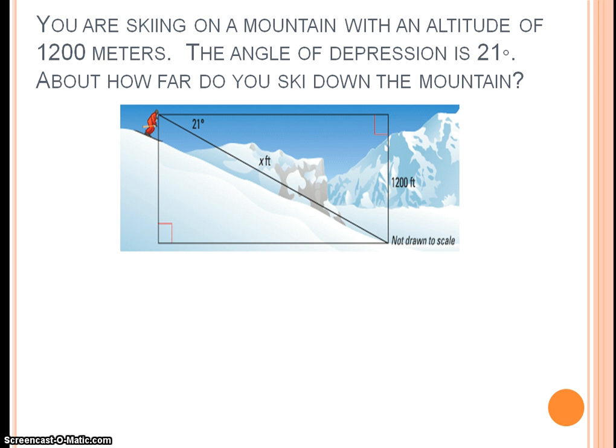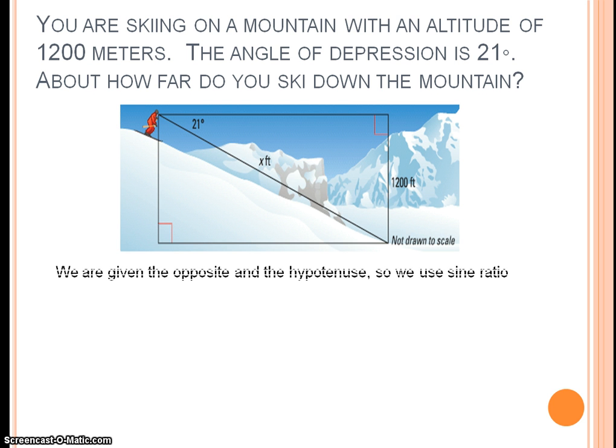In this example, you are skiing on a mountain with an altitude of 1,200 meters. The angle of depression is 21 degrees. About how far do you ski down the mountain? Here we're talking about depression, so that's the eyesight looking downwards towards the ground, with an angle of 21 degrees. And the altitude of this guy here is 1,200 feet. We don't know what this side of this right triangle is, so we need to solve for that value.